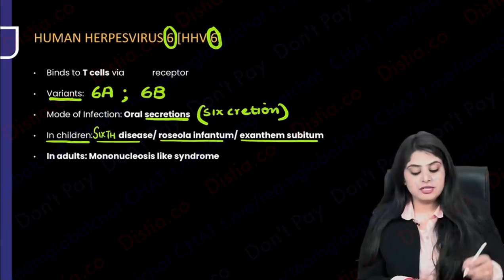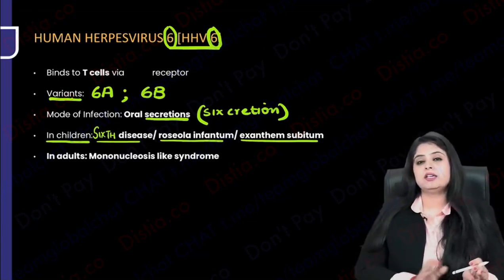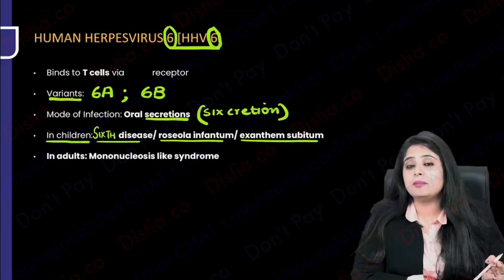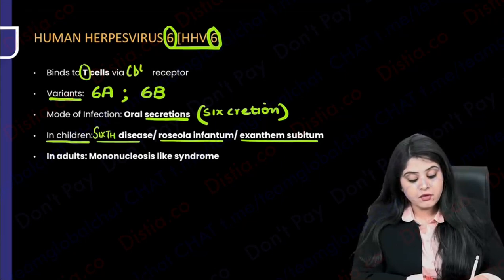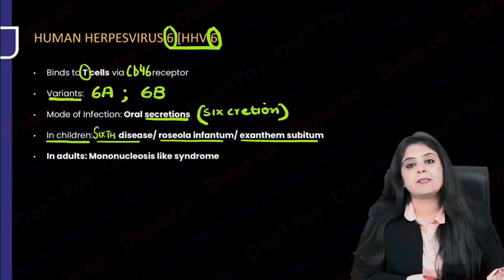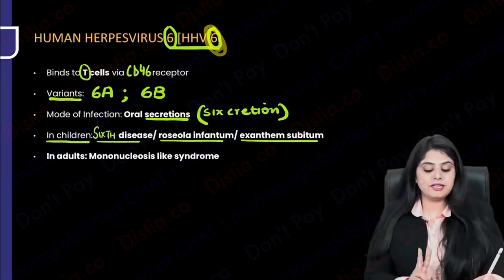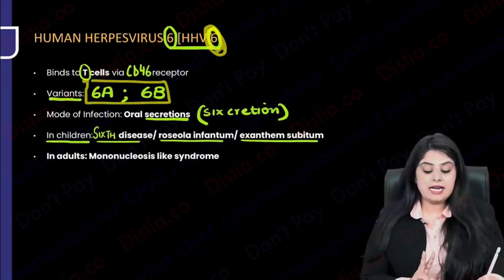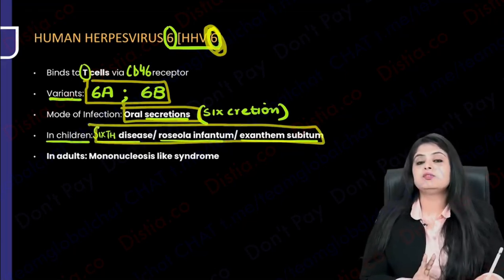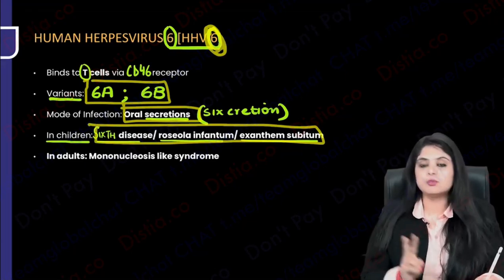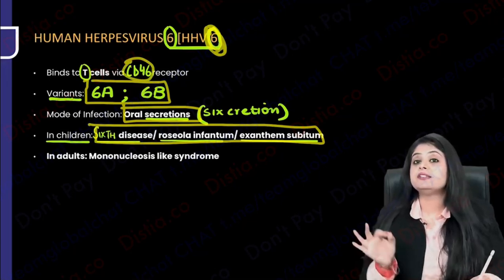But how does it cause it? If you remember, human herpes virus 6 and 7, where were they going? First slide, alpha, beta, gamma families. I told you they go to the T cells. They bind to the T cells via the CD46 receptor. How simple. Let's repeat. Human herpes virus 6 has two types, 6A and 6B. It enters our body via oral secretions. It is going to cause the 6th disease known as roseola infantum, or 6th disease, whatever you want to call it. And how does it attack the T cells? Via CD46.